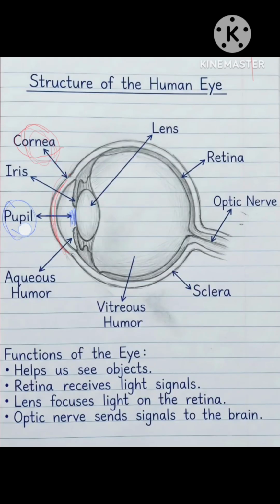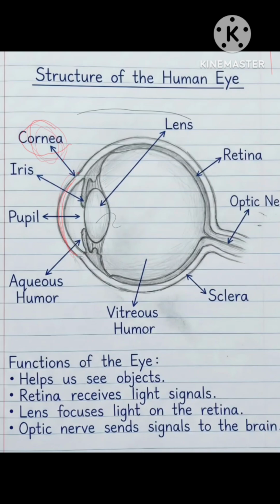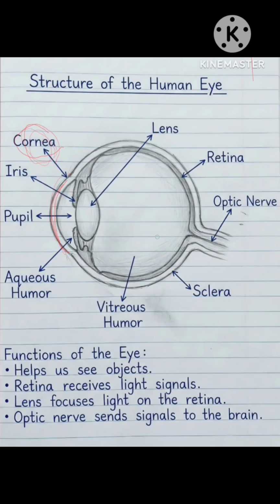Now what is the lens? The eye lens is transparent, flexible and naturally convex in shape. It changes its shape with the help of ciliary muscles to focus light on the retina. Ciliary muscles control the thickness of the eye lens. This process is called accommodation and helps us focus on both near and distant objects.